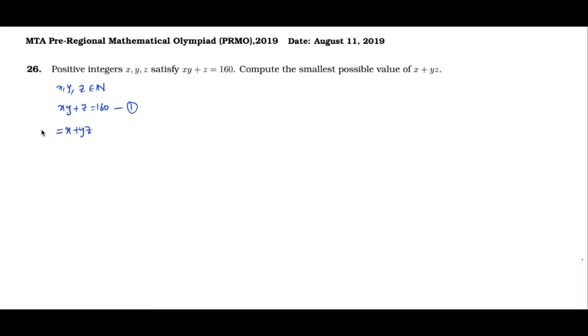Let x + yz be equal to a. Now here yz is expressed as a product. So for a small increase in x, y or z, yz will increase much faster than a small increase in x. So the idea is to minimize a. That will happen when yz is minimized.